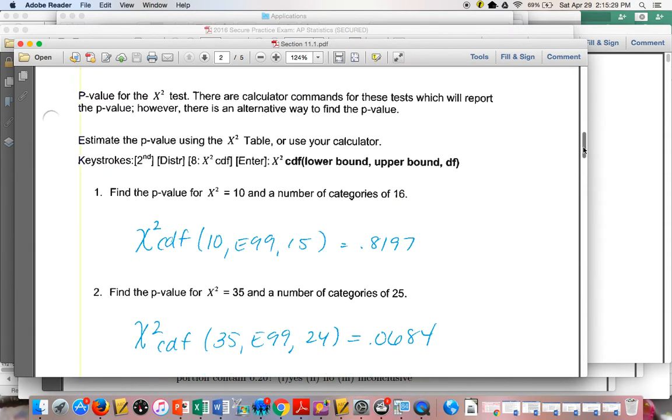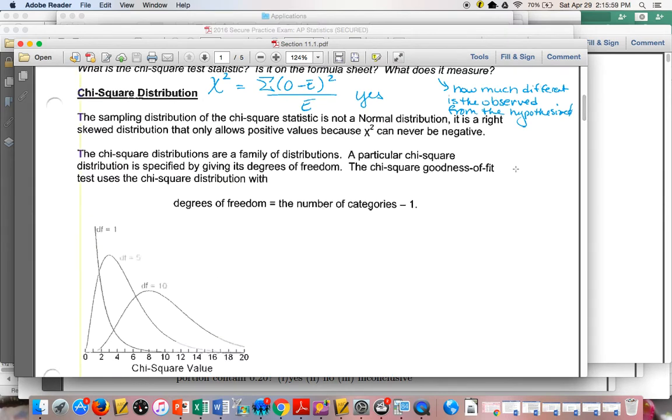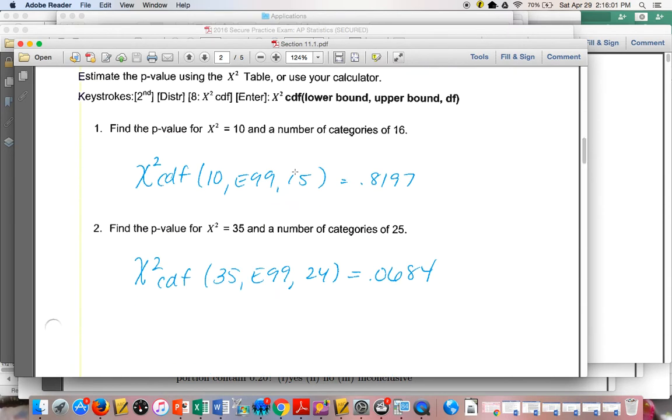There are calculator commands, but I do also want to show you how to find the p-value using the chi-square CDF command. I believe that it's still number 8 under second distribution. If it's not, just look for the chi-square CDF. You want your lower bound, your upper bound, and your degrees of freedom. Like in this example, if the test statistic was 10 and the categories is 16, the degrees of freedom would be 16 minus 1. So that's where I came up with the 15.